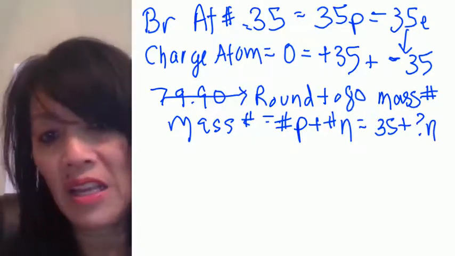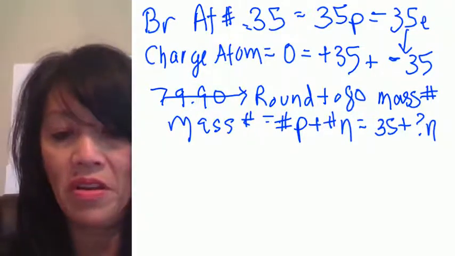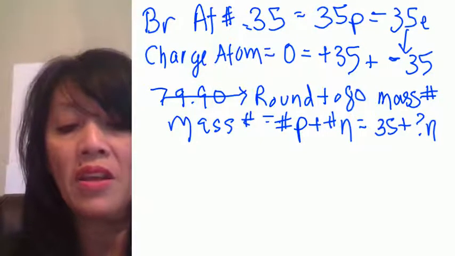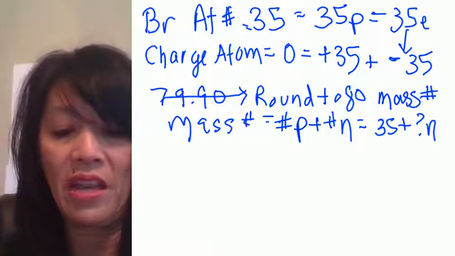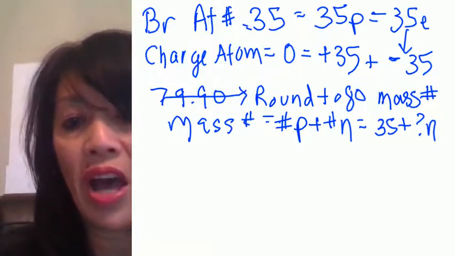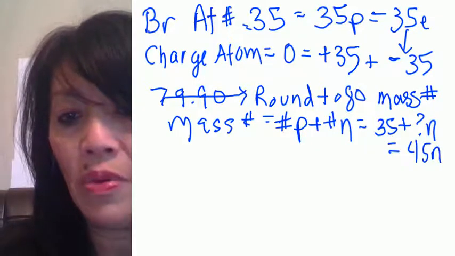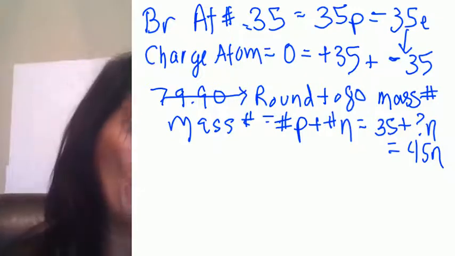So if I want, I could take out my calculator on my cell phone or use the one on my Chromebook and get that number, or I could do mental math, 80 minus 35. 80 minus 35 gives me 45. That means then I have 45 neutrons. Woohoo! Okay, now I'm going to draw the Bohr model for bromine.